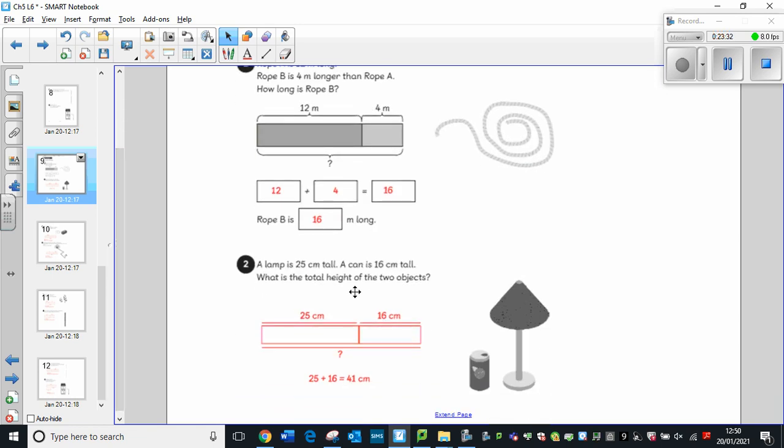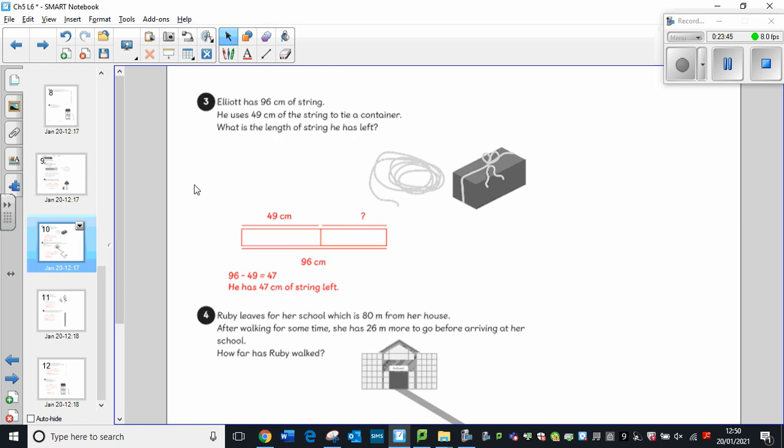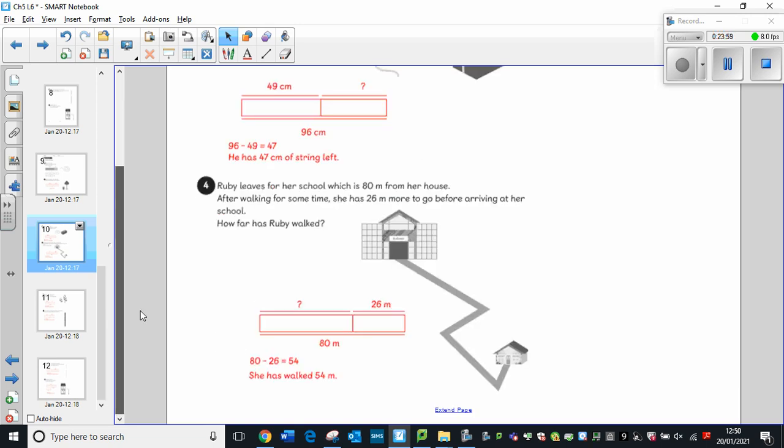A lamp is 25 centimeters tall. A can is 16 centimeters taller. What is the total height of the two objects? So again, we'll be doing 25 add 16, which equals 41. Question 3, Elliot has 96 centimeters of string. He uses 49 centimeters of the string to tie a container. What is the length of the string he has left? So we're doing 96 take away 49, which equals 47 centimeters of string.